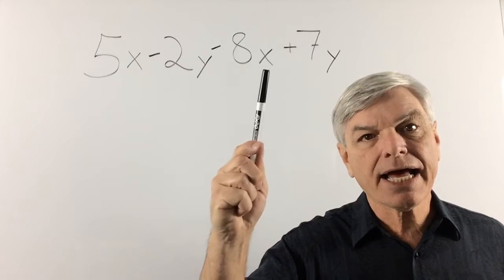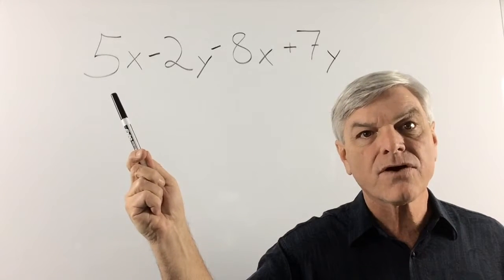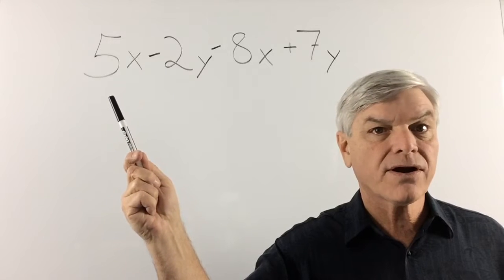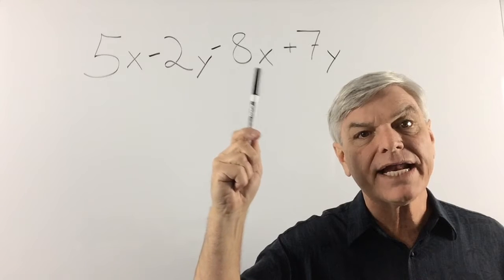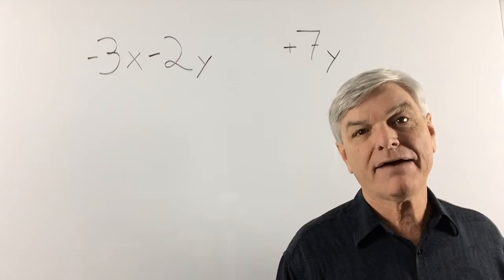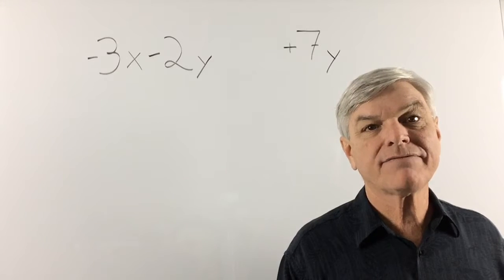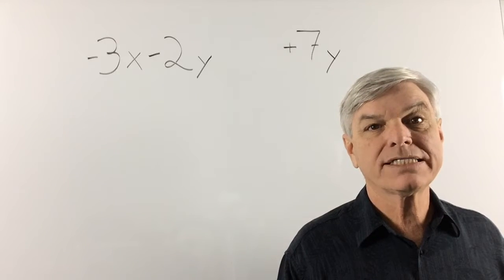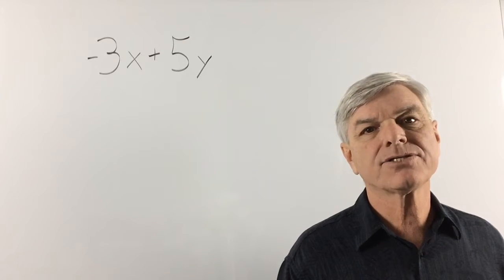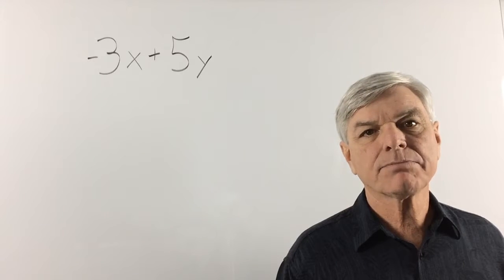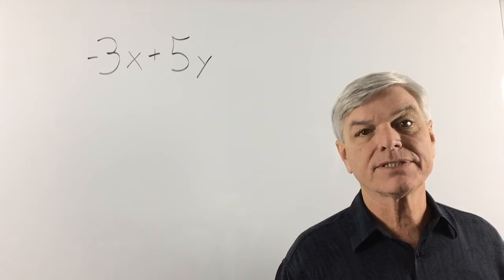X and x are like terms, and we disregard the coefficient as far as considering whether or not they are like terms. So we can add the 5x plus the negative 8x. And now we have negative 3x minus 2y plus 7y. We can add the y's together, and that would give us 5y. So our answer is negative 3x plus 5y. We cannot add x and y. They are not like terms, and that is our answer.